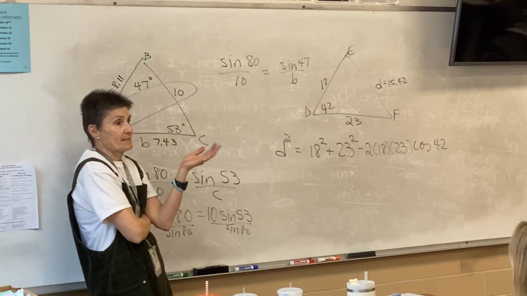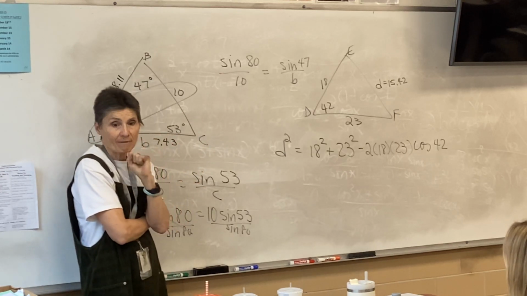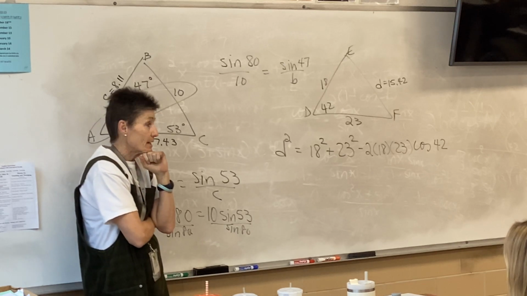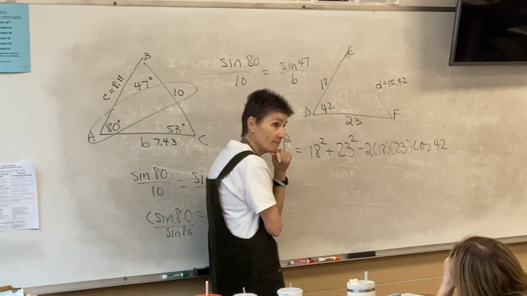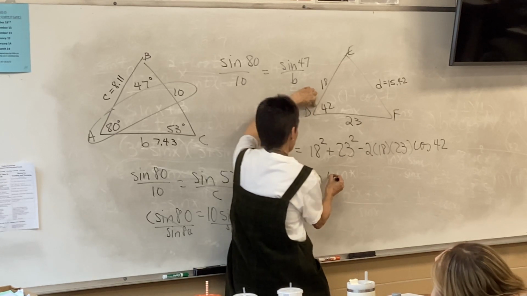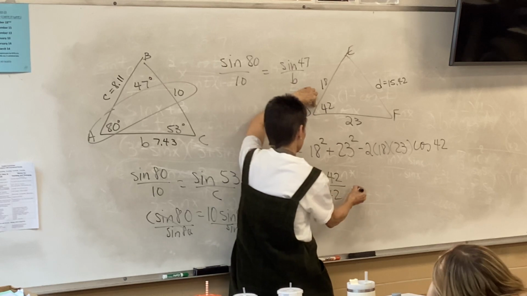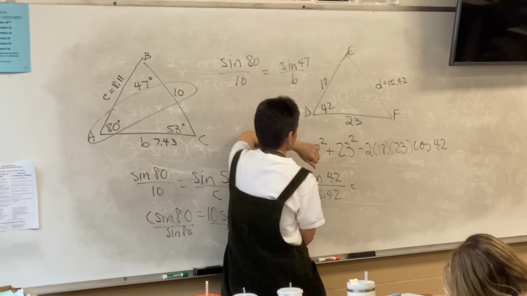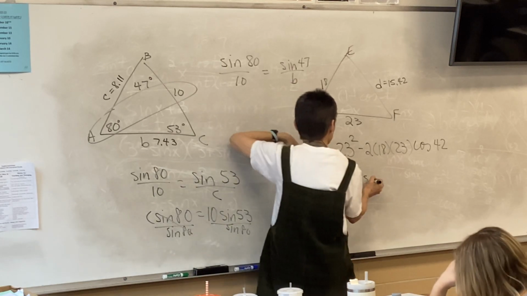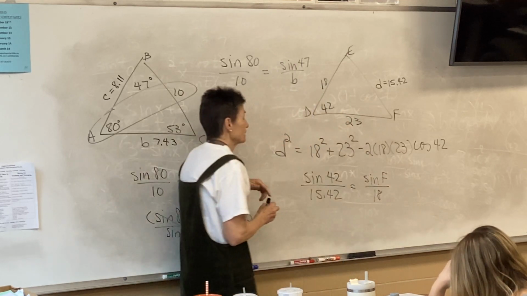Now, why am I excited at this point? Because now I have a pair, and I can set up my law of sines. So here we go. Always start with your pair. Sine 42 over 15.42 equals, I don't know, sine F over 18. Is that okay?